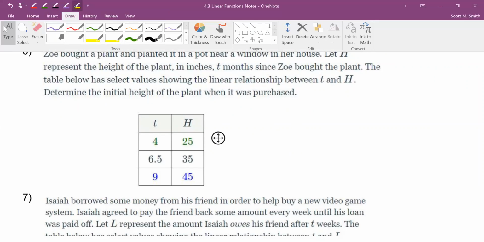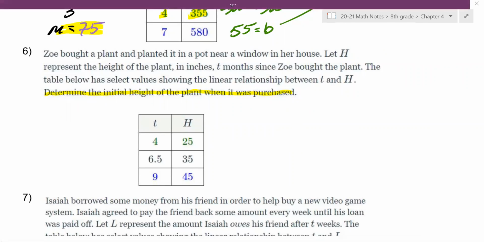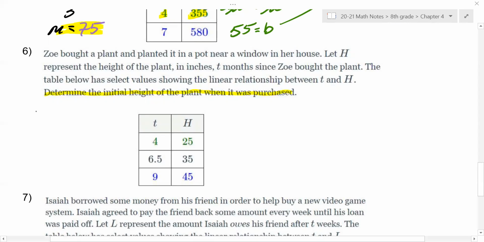So we are looking for the initial height when the plant is purchased. It doesn't matter how long it's been since then. It's just the initial, so we are looking for b. We are looking for the y-intercept. So in order to do that, once again, we have to find the slope and then enter some of those values. So the slope, for m, is change in y.